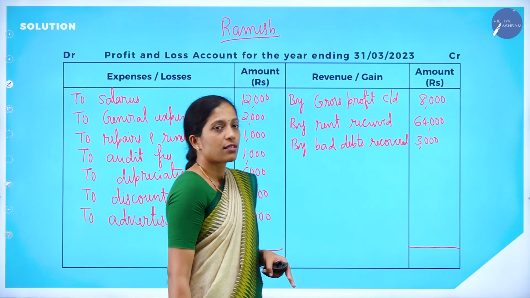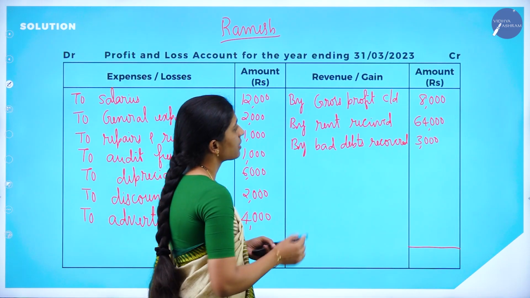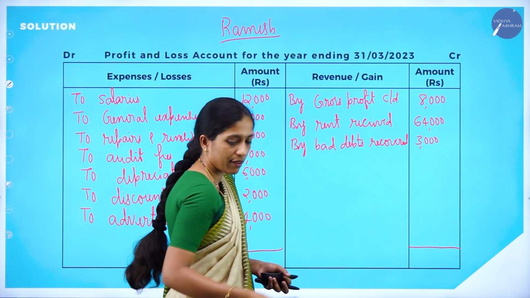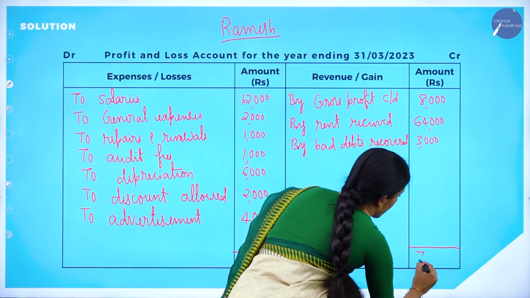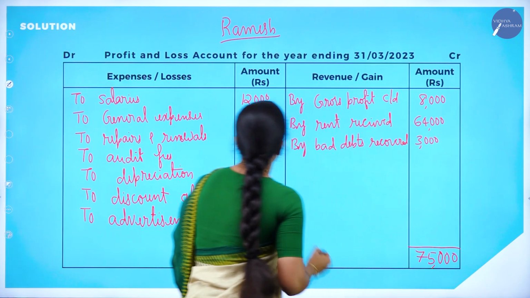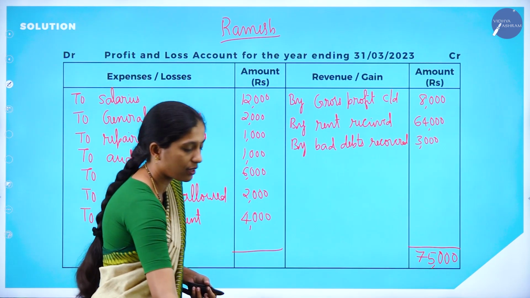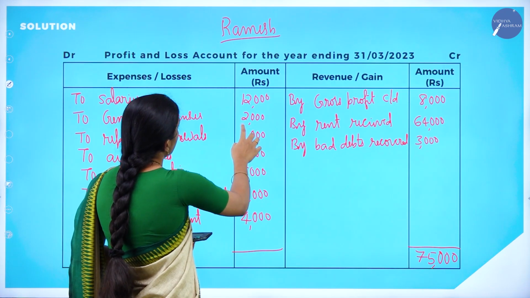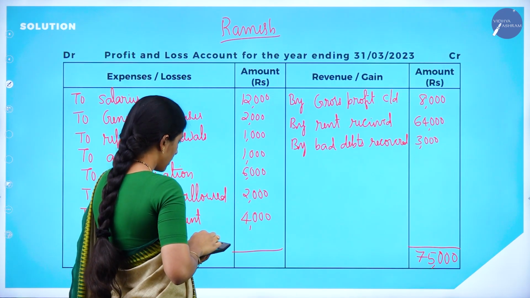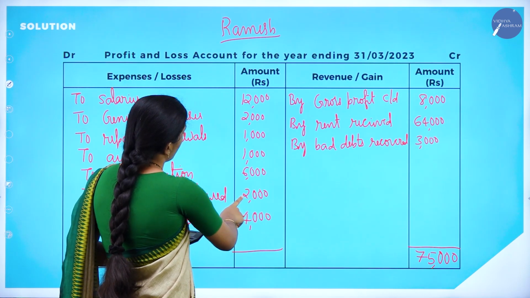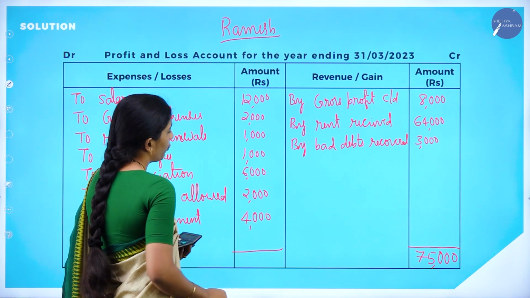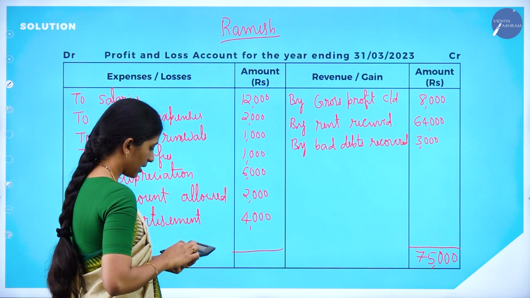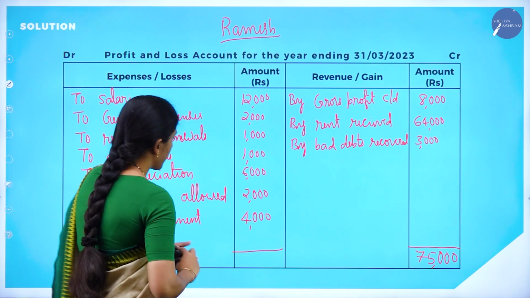Now what is the total? 64,000 plus 3, that is 67,000. 67,000 plus 8,000, so 75,000. So the total is 75,000. Minus, we have to deduct all these. So 75,000 minus, here it is 14, 15, 16, 22, 24, 24 plus 4, that is 28. So 75,000 minus 28,000. So your balancing figure should be 47,000.